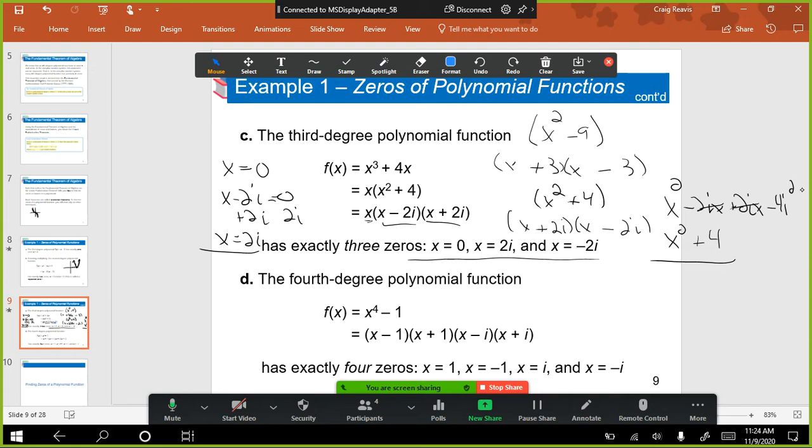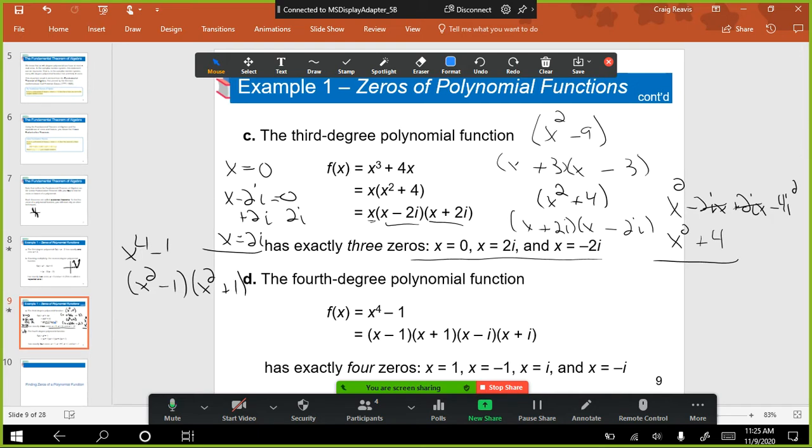And notice it's the same thing happening right here in the fourth degree. Fourth degree means there's going to be 4 zeros, which means it has 4 factors. And notice what they did is it sets up as x to the fourth minus 1 is going to be x squared minus 1, x squared plus 1. Now, x squared minus 1 is just a normal difference of squares. So that's going to be x plus 1, x minus 1. But this one, because it's a plus, becomes x plus i, x minus i. And that's where they get the total 4 factors from.